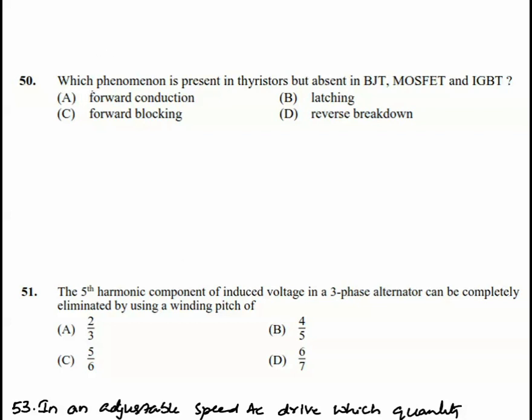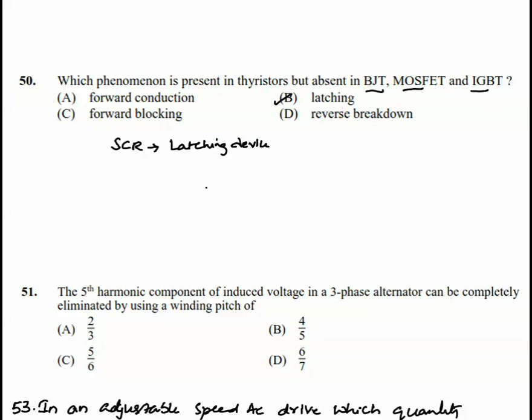And the question is, which of the following is present in thyristors but absent in BJT, MOSFET and IGBT? Thyristor, or I can say SCR. So SCR is a current latching device. Okay, so which is not present in BJT, MOSFET and IGBT, and the solution is latching here.